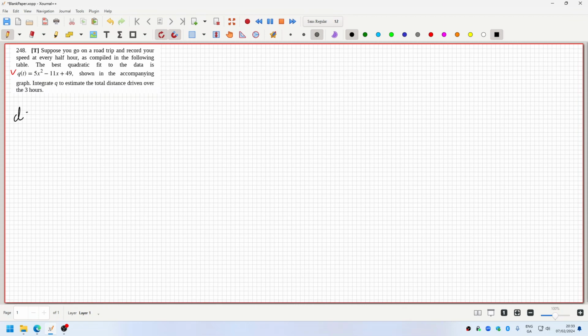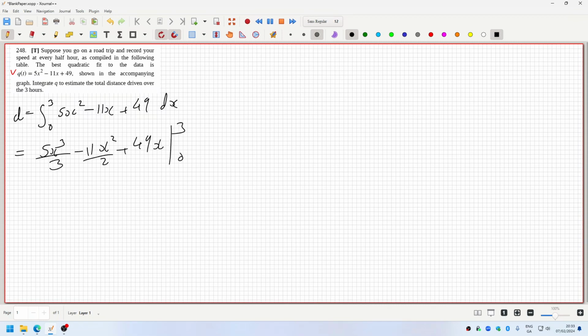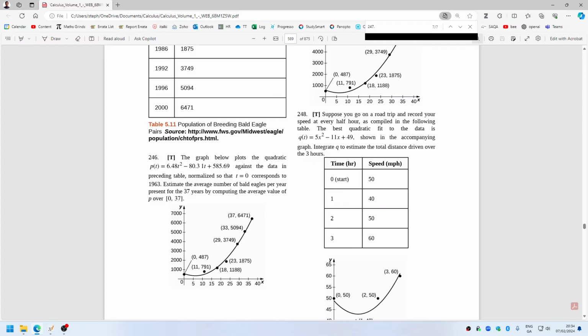So the total distance is the integration from 0 to 3 of 5x squared minus 11x plus 49 dx. So that would be 5x cubed over 3 minus 11x squared over 2 plus 49x, from 0 to 3. I just need to put in the 3 because the rest will be 0 basically. That is 142.5 miles, so we're talking miles per hour here.